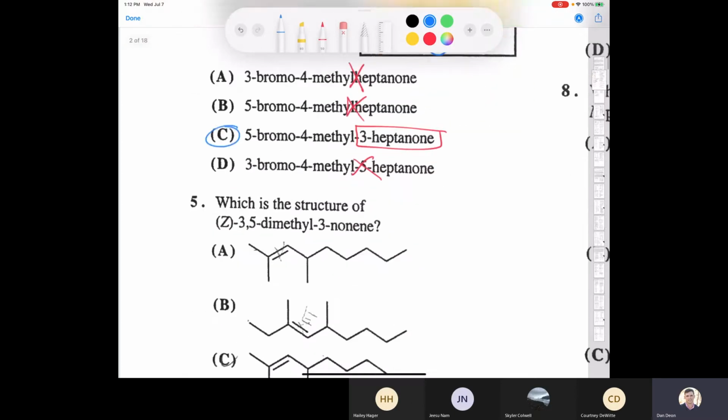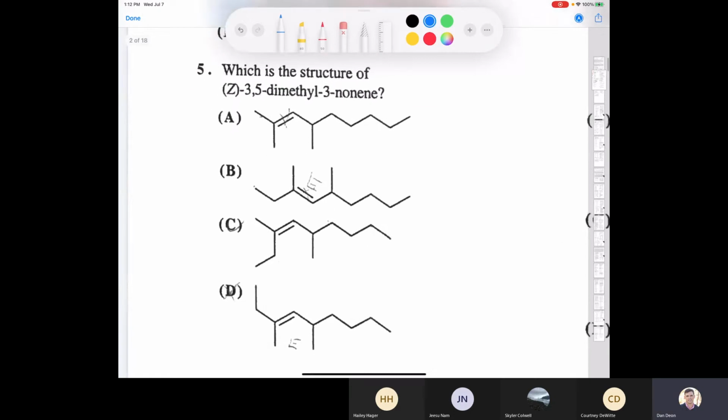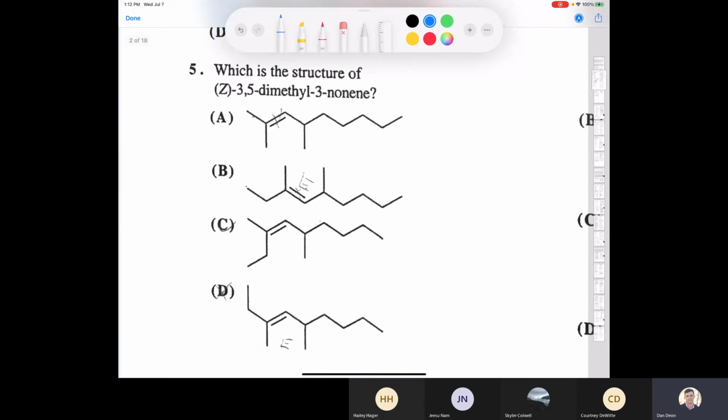Let's take a look at question number 5. It just says, which is the structure of Z-3,5-dimethyl-3-nonene? You know what? I'm going to give you guys a second to take a look at it and see if you can come up with an answer.